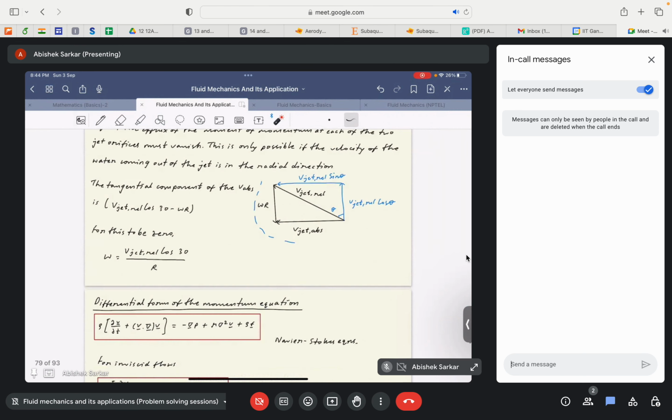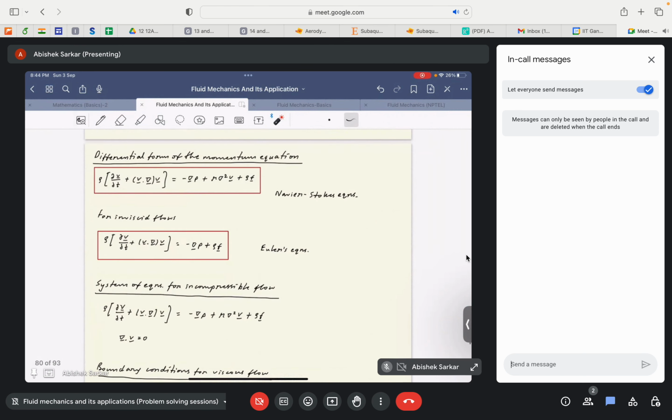Meanwhile, again, we deal with the differential form of the momentum equations. So again, the derivation of how this final form comes into picture from the integral form, that part I suggest that you look into the lecture by Professor Gupta. That would be an ideal source of knowledge of the proper derivation and the proper assumptions that are taken for the derivation of this differential form of the momentum equation. So I would suggest that.